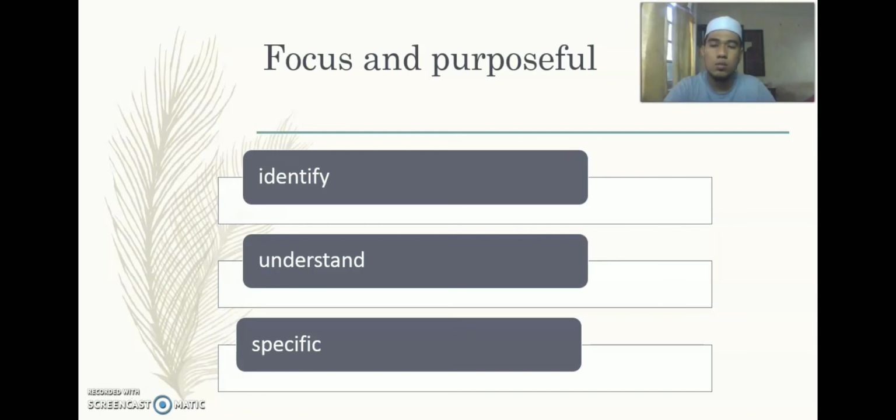First we need to identify the purpose that we can relate to the situation. Number two, what we need to do is understand. Understand the concepts, understand the ideas that they are going to apply in their life. And number three is specific. We need to have a clear and specific purpose for everything we want to do before beginning anything. It can help us get focused and purposeful.